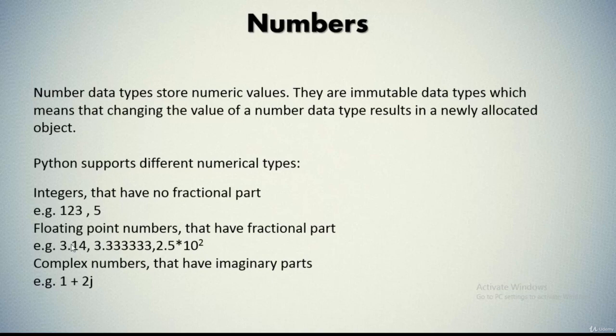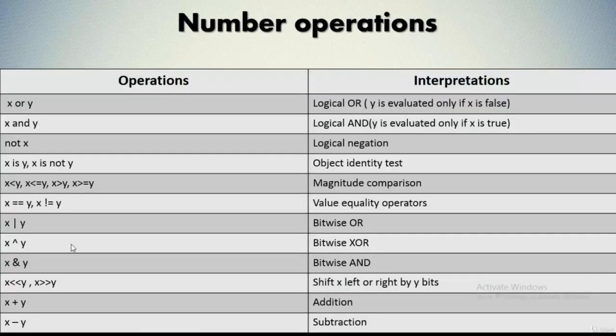As you know, complex numbers have real parts and imaginary parts. They are of the form a plus bj, where a and b are floats and j represents the square root of -1. The real part of the number is a and the imaginary part is b. Complex numbers are not used much in Python programming, although we do have an option available to us.